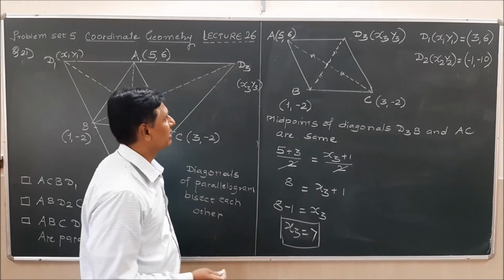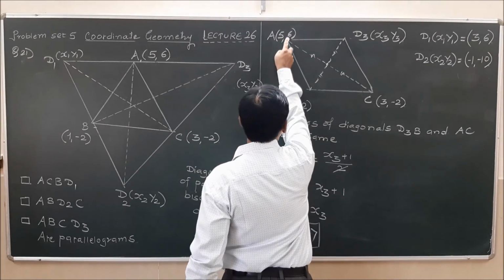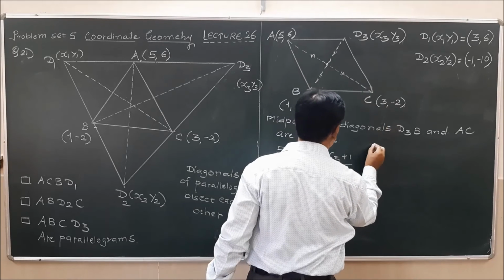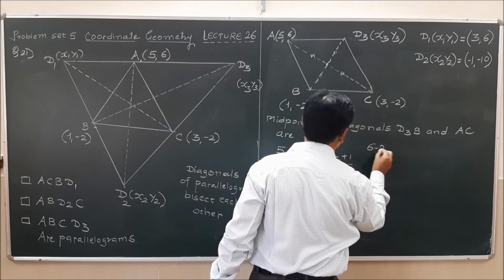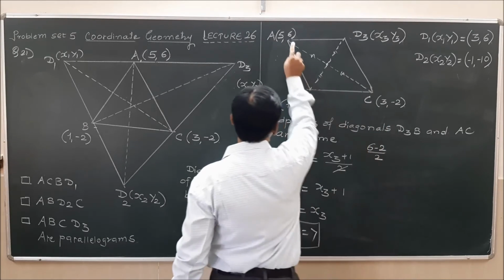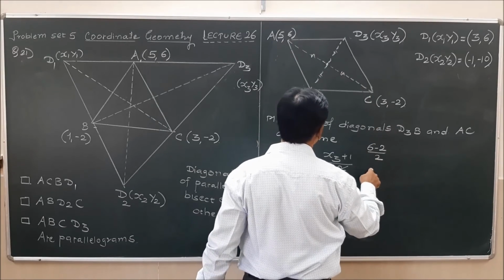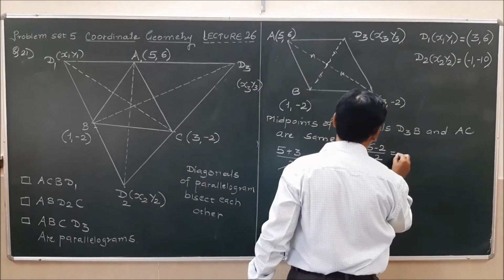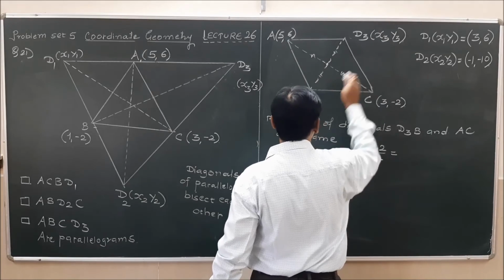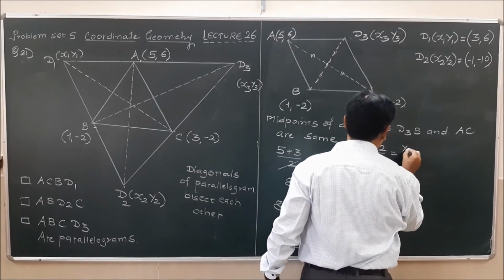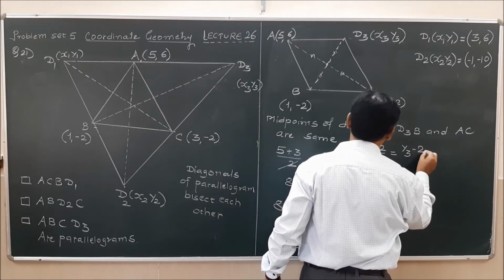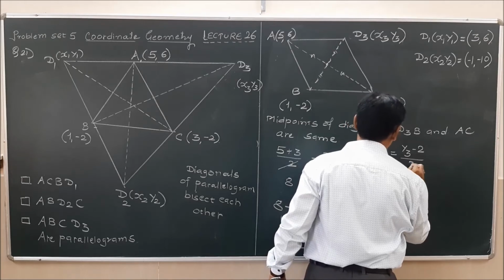Now for the y coordinate, 6 minus 2 upon 2 is equal to y3 minus 2 upon 2. 2 cancel.